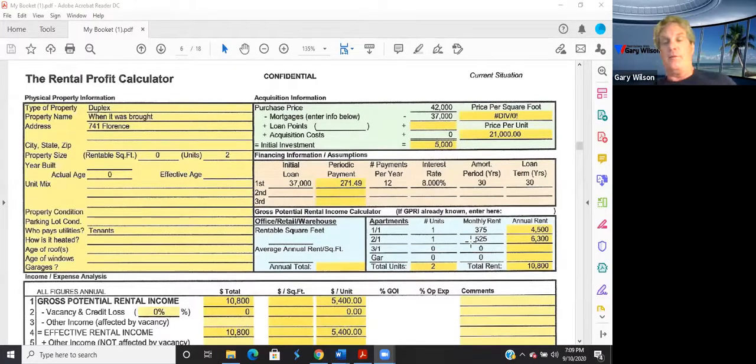And you put in the rent for each of those types of units. 1 bedroom rents for this amount, 2 bedrooms rent for that amount, and so forth. So it calculates the total rent coming in, okay?